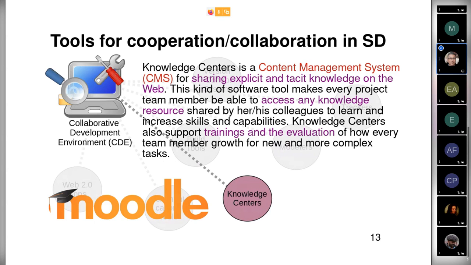letting everybody have as much information as possible to do a better work and to reach the final output as easily as possible. Okay? And therefore, there is a category between the cooperation and collaboration in software development that we call knowledge centers. Knowledge centers are basically content management systems, what you usually call CMS, for sharing explicit and tacit knowledge on the web.